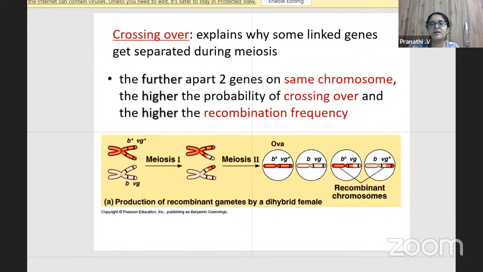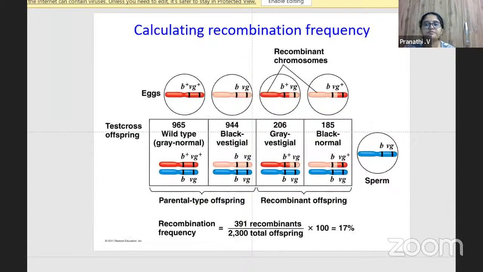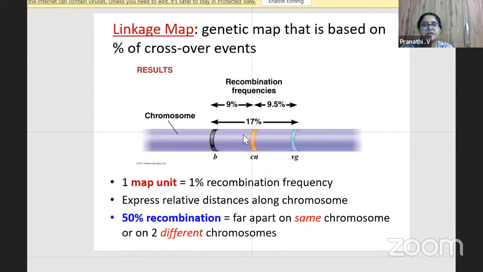And crossing over actually explains how some linked genes get separated during meiosis. Meiosis 1 produces the crossing over and recombination frequency. Meiosis 2 is basically mitosis, so you're just going to get the recombinant chromosomes and the doubling of them. And through this, you can calculate the recombinant frequency as well. And you have something called the linkage map, that is the genetic map, which tells you the percentage of crossover events taking place, wherein one map unit is 1% recombination frequency. This also gives you the relative distance between the genes along the chromosome.